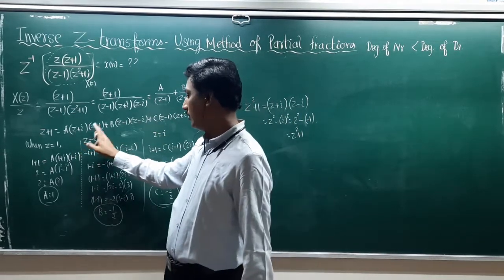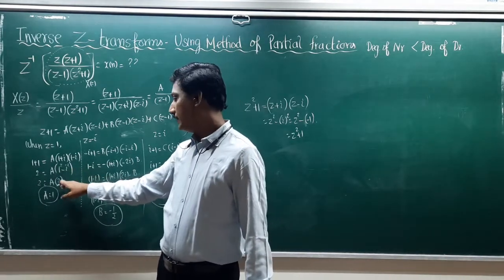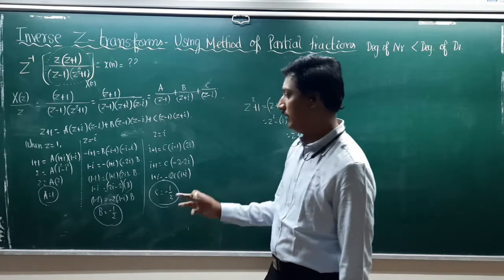This becomes 1 plus i and 1 minus i, which is nothing but 1 squared minus i squared. i squared is minus 1, so plus 1. Minus 1 minus, plus 1. So 2a equal to 2. So a equal to 1.